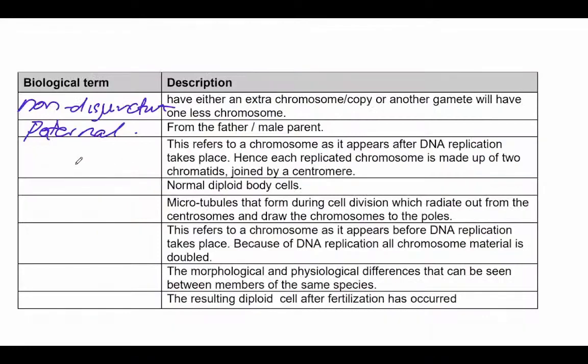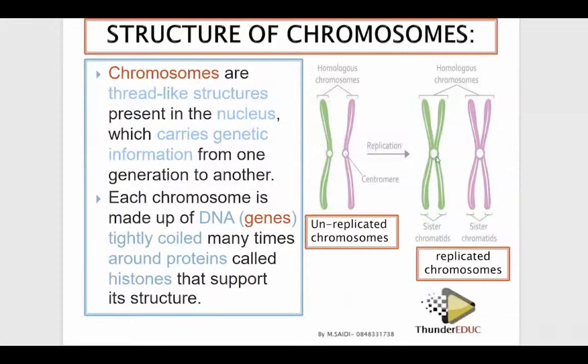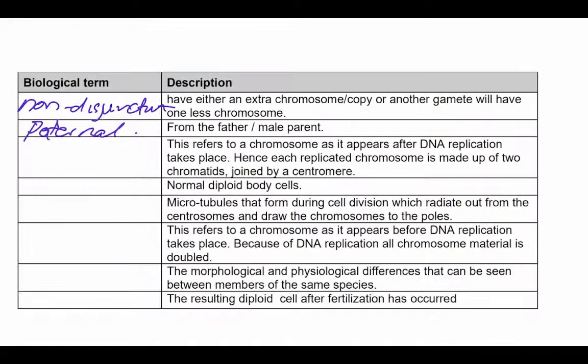If you say double-stranded chromosome or replicated chromosome, this refers to the chromosome as it appears after DNA replication takes place. Hence, each replicated chromosome is made up of two chromatids joined by the centromere. This is exactly what it is trying to say, before and then after. So the answer in that regard is replicated chromosome.